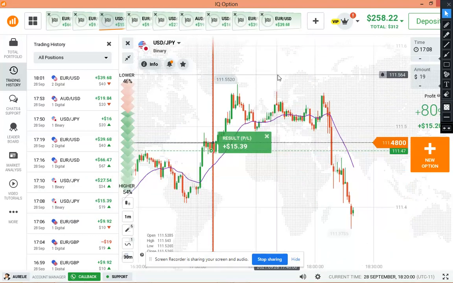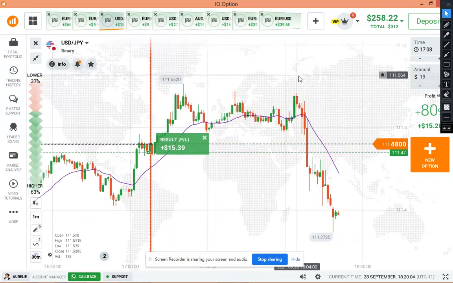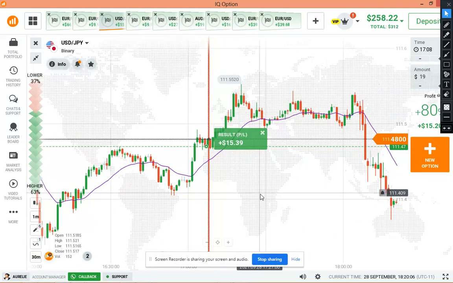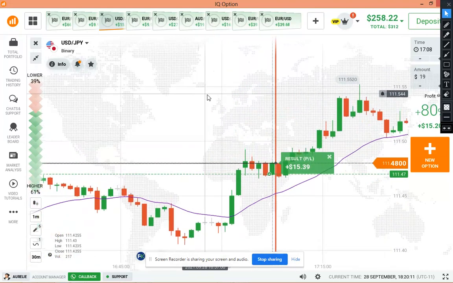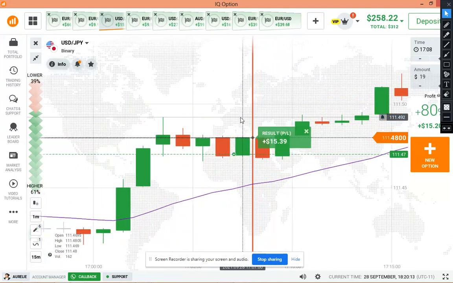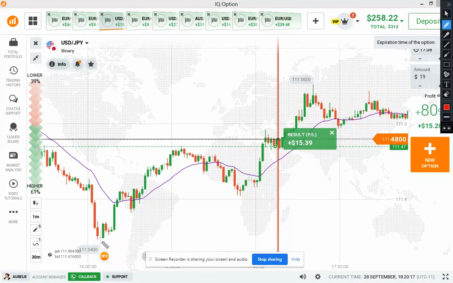USD JPY, that is still 8 minutes past 5. USD JPY, the reason why I go with buyers here is because if you look at the movement, there is buyers' momentum.